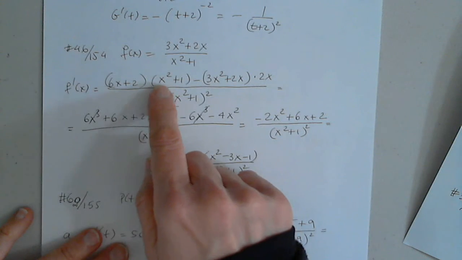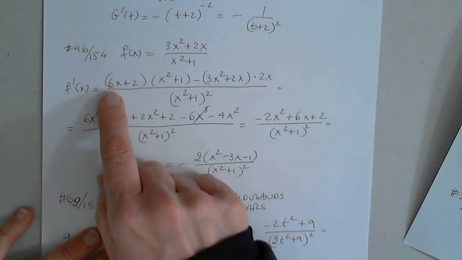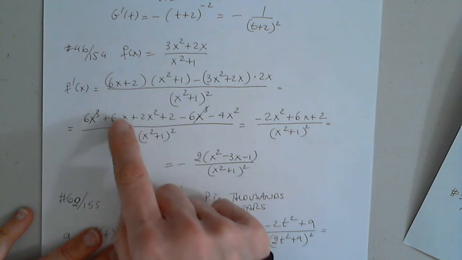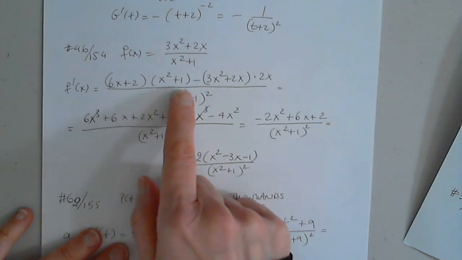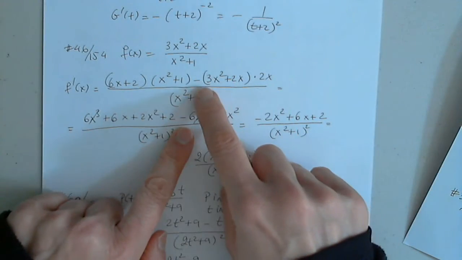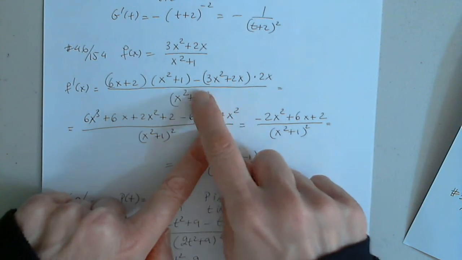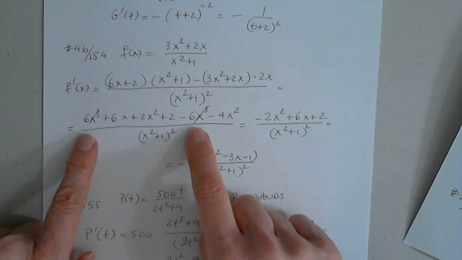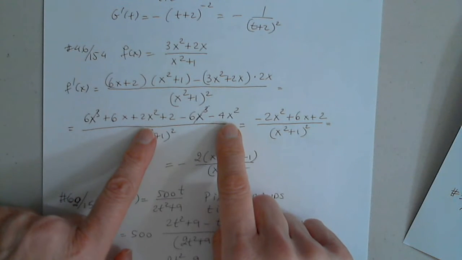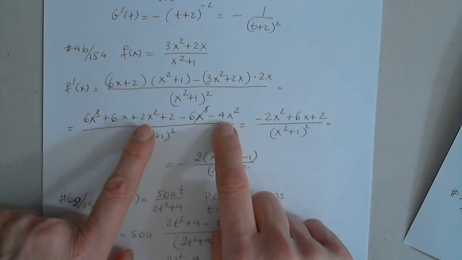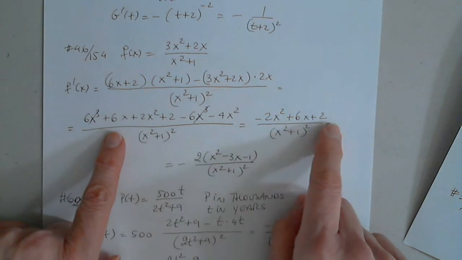So x squared times this, or this, 6x times this, 6x times 1, 2 times x squared, 2 times 2. 2x times 3x squared with minus in front, 2x times 2x with minus in front. These two go away. The degree is 2, so I have negative 4 plus 2, and then 6x and plus 2.